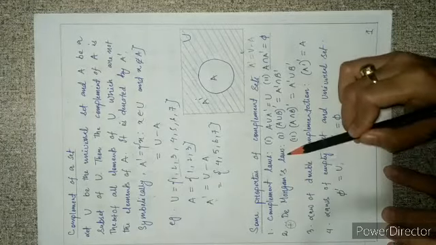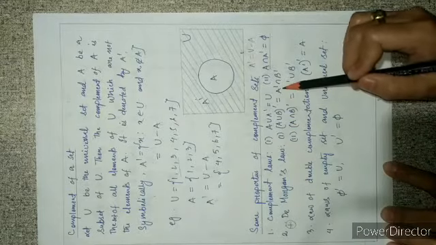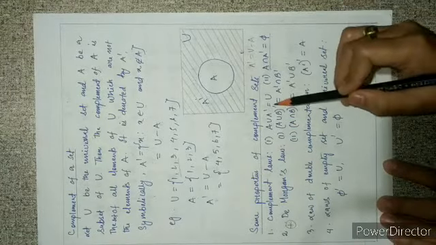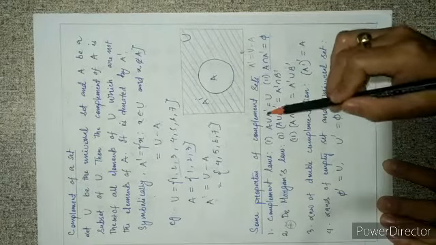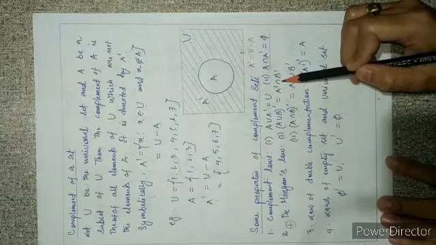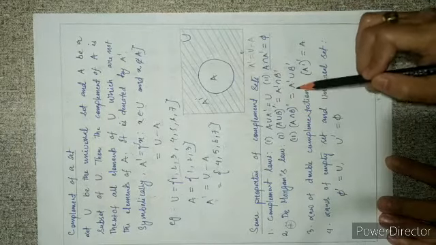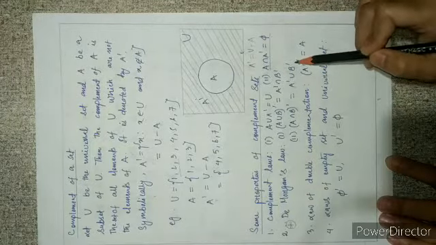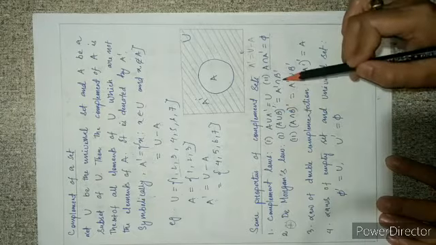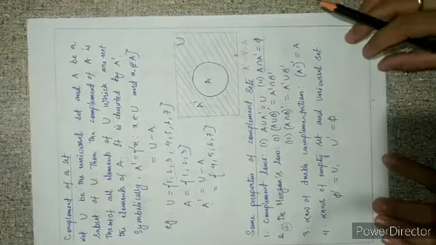De Morgan's law: Roman number 1, A union B complement will be equal to A complement intersection B complement. A complement, B complement, and complement of union is intersection. Then Roman number 2, A intersection B complement will be equal to A complement union B complement. And these two laws are known as De Morgan's law.